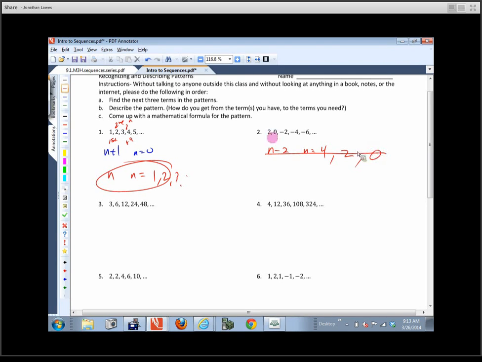I mean, it's what's happening. What's happening as we go from term to term? What happens when we go from the first term to the second term? We go down by 2 every time, right? So I go down by 2 here, go down by 2 here, go down by 2 here. Every time I go from one term to the next, I go down by 2. Yes?